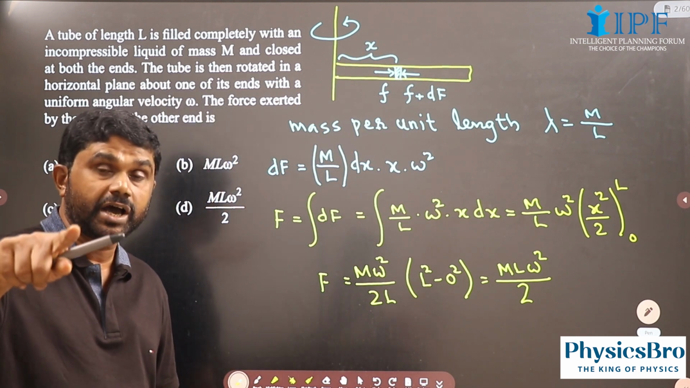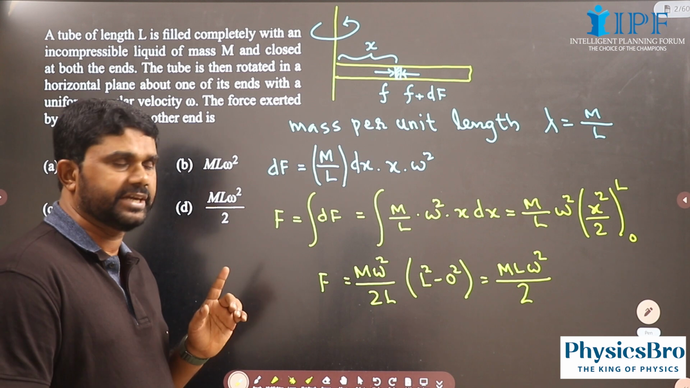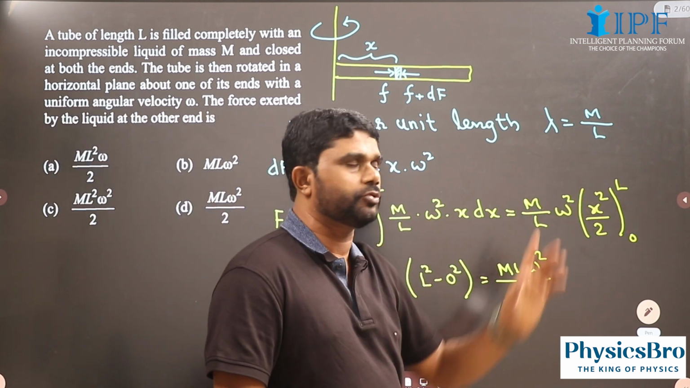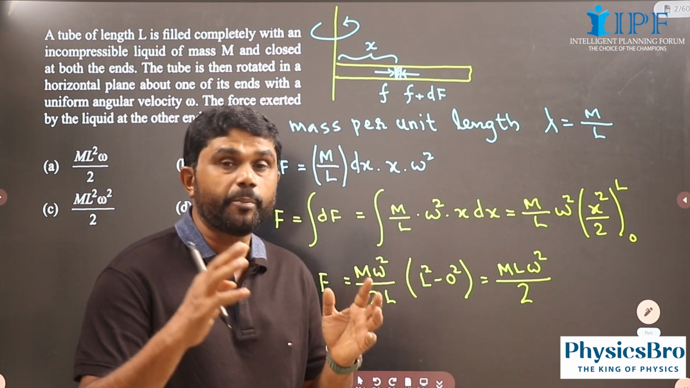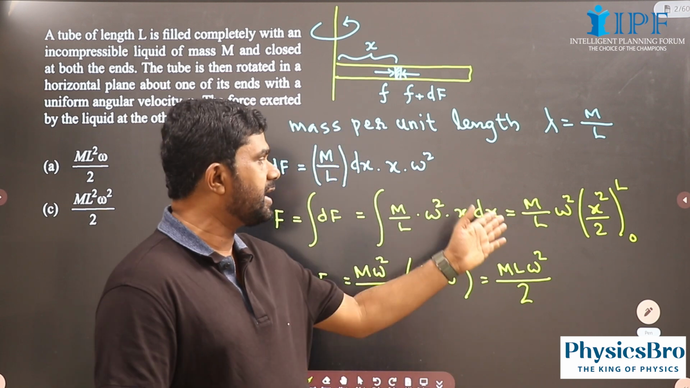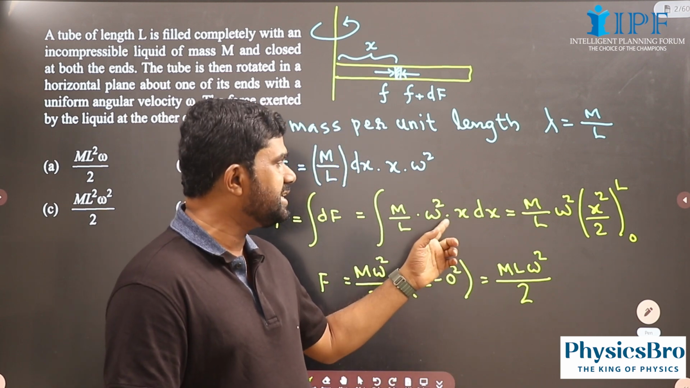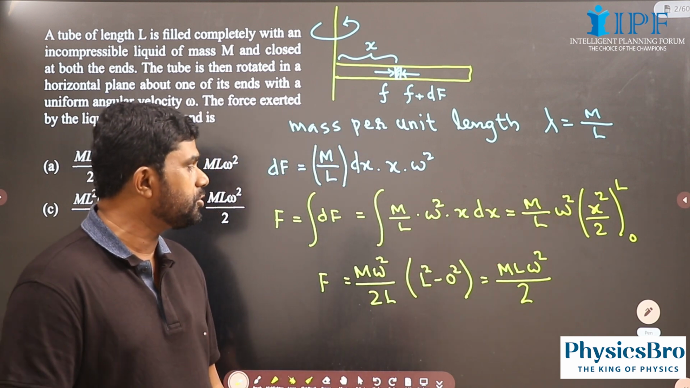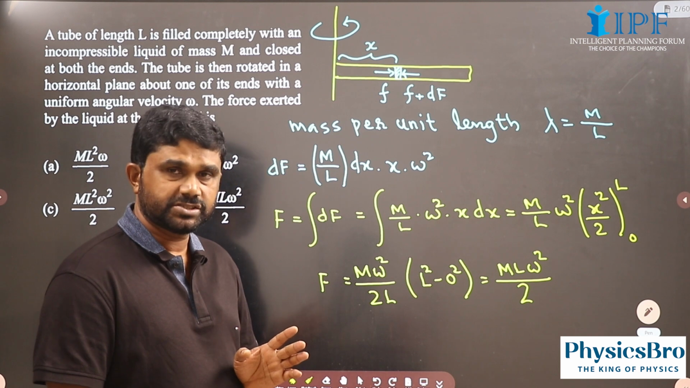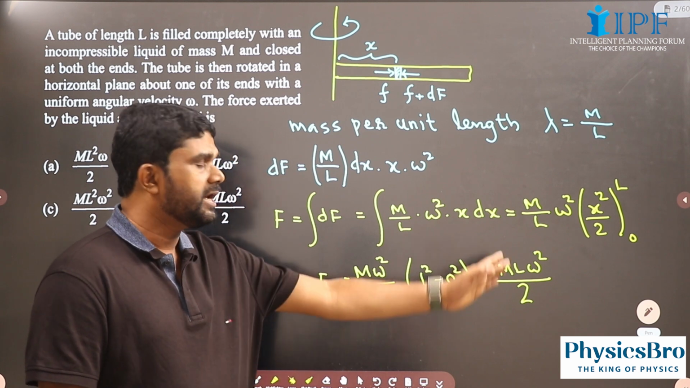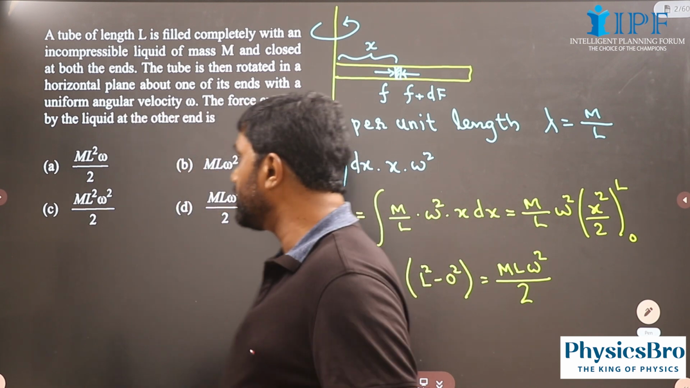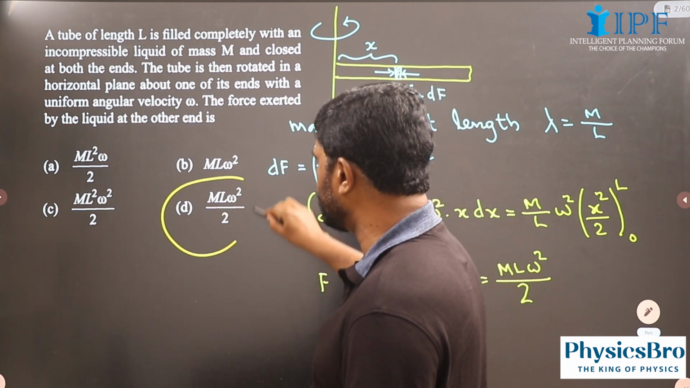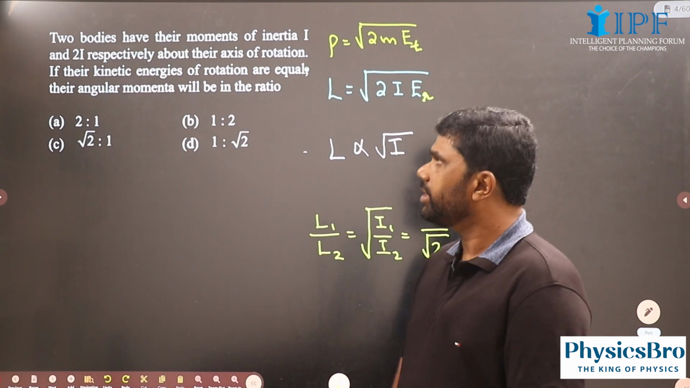Okay, that will give you the resultant force, capital F, integral dF, m by L omega square x dx, to be evaluated from 0 to L. In which m omega square L is constant, that we can take outside, and when x is integrated we will get x square by 2. When it is evaluated from 0 to L, we will get L square minus 0 square divided by 2. So m L omega square by 2 ultimately. Now let's see what we have next.